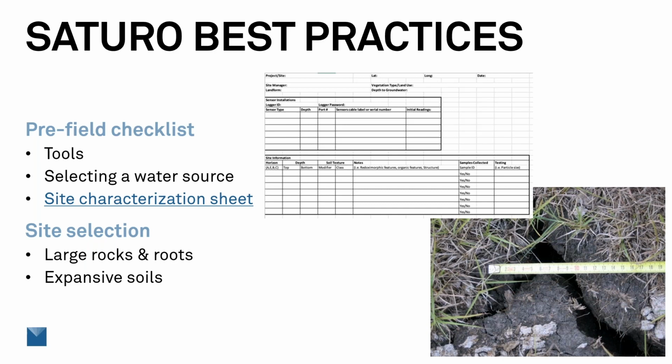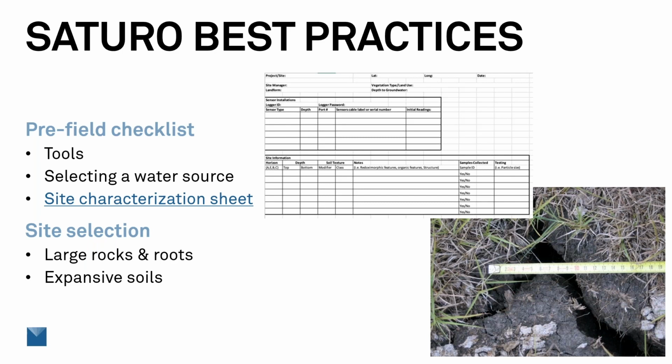Now that we've got all our tools and we're ready to go, the next step is site selection. The first thing that we think about in site selection, obviously, is making sure that we're measuring in the right location that represents our fields, but also having to work around things like large rocks and roots. If we have large rocks or roots present, we're typically going to have to try and work around them because those just make the measurements really difficult.